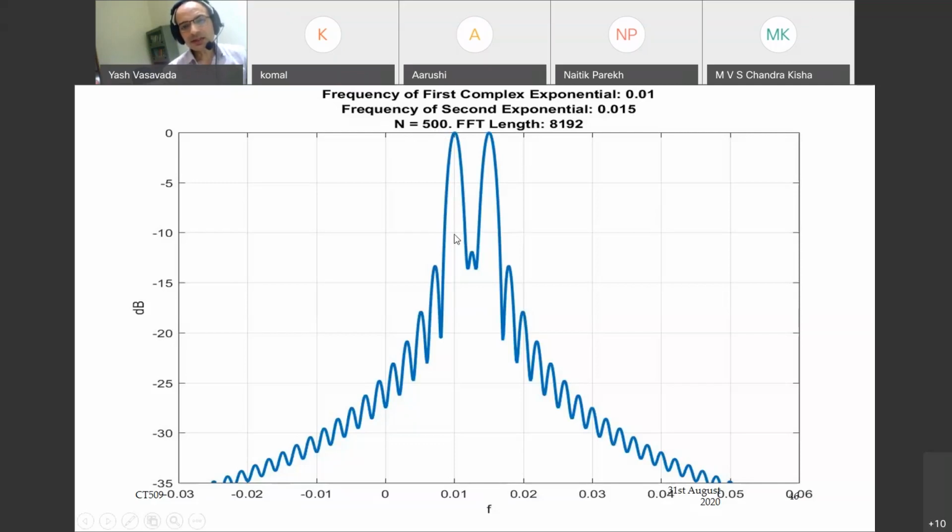The resolution power I have is good enough. And therefore the smearing doesn't happen. I can nicely see the two peaks. I will say that my first frequency is at 0.01 and the other frequency is at 0.015. I am able to solve the FOA problem. There is no issue here.